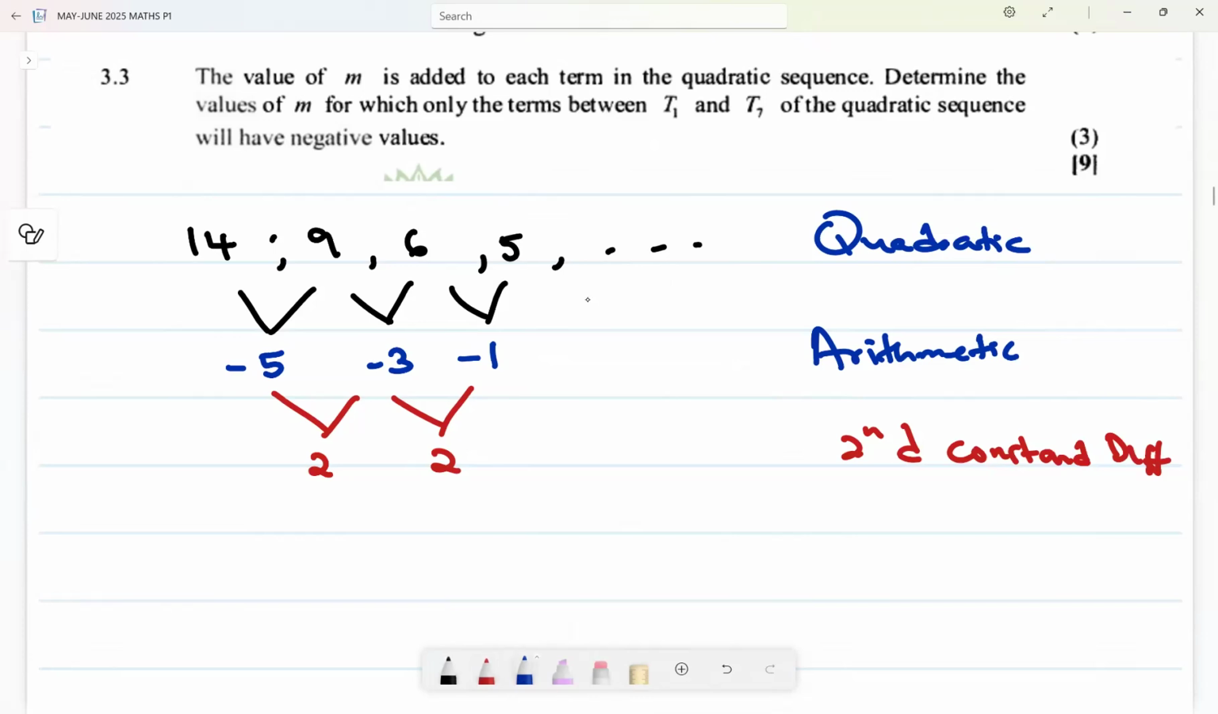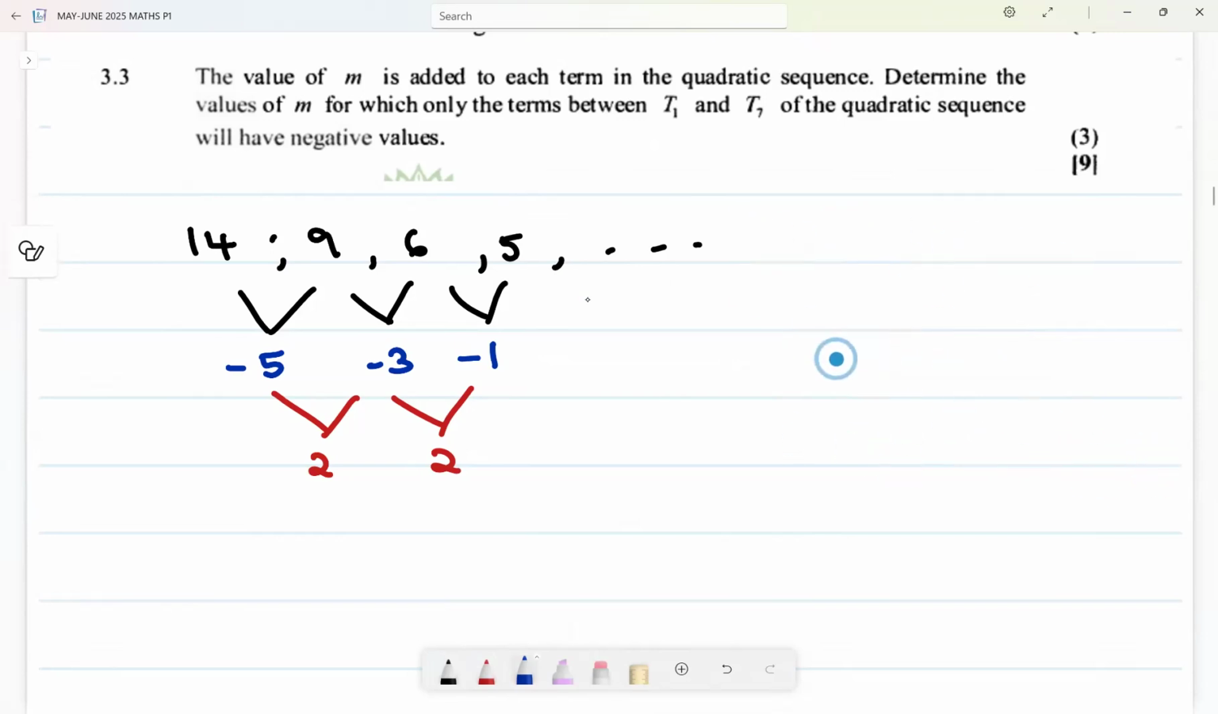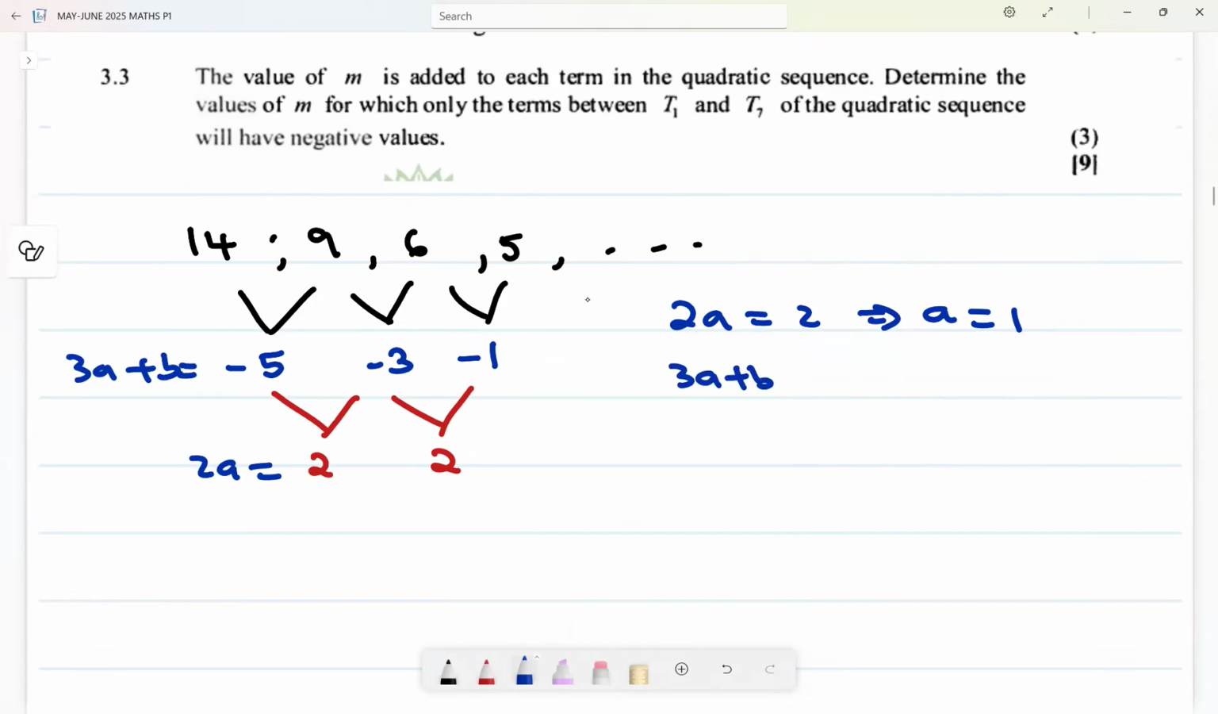Then I need to say, therefore, 2a is going to be equal to 2. Therefore a is going to be equal to 1. And then I know 3a plus b is going to be equal to negative 5. When I substitute that, it's going to be 3 into 1 plus b is equal to negative 5. And then b is going to be negative 5 minus 3, it is negative 8. So b is equal to negative 8.